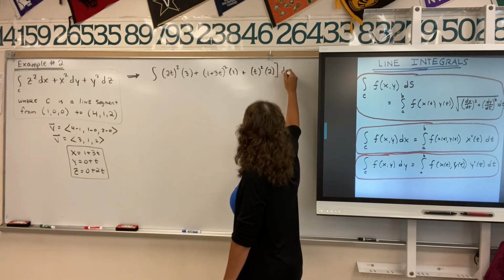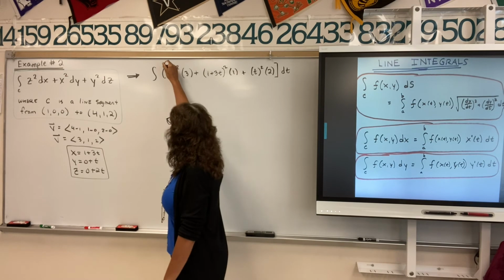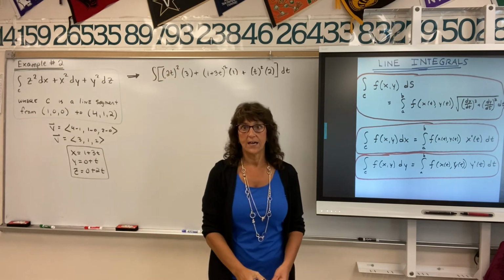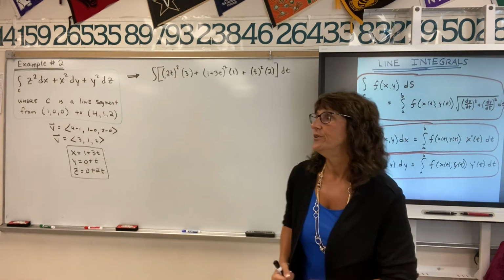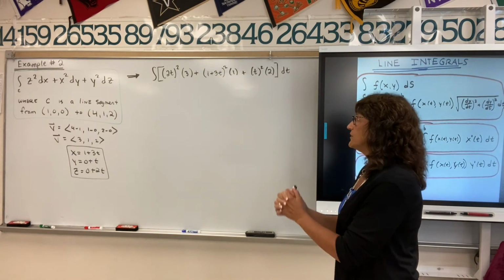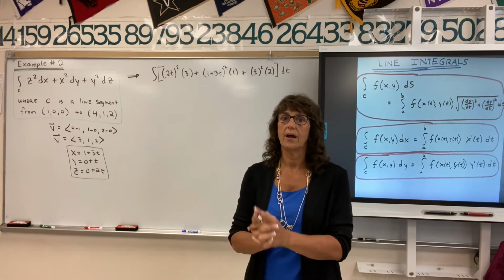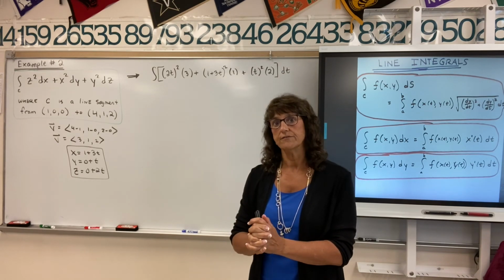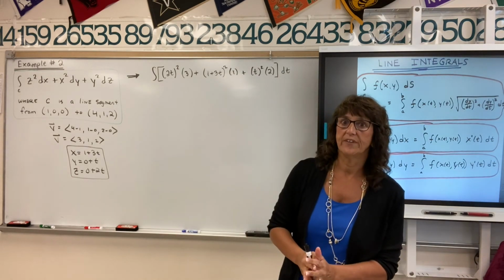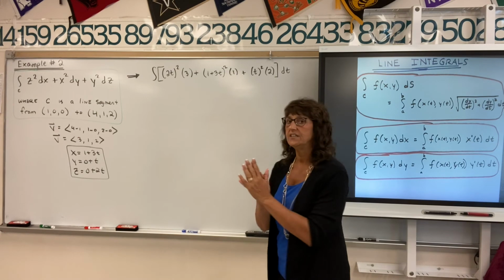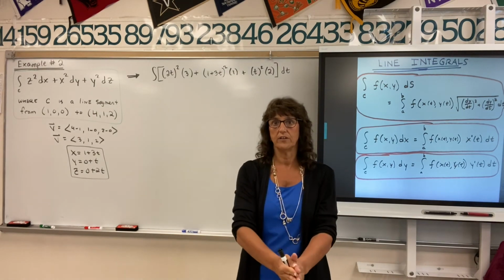All right, and so we want to reduce the integrand down to a single variable. To do that, we take the curve that we're traveling along and parameterize the equation of the curve, and use the parametric form to substitute into the integrand to reduce down to a single variable.